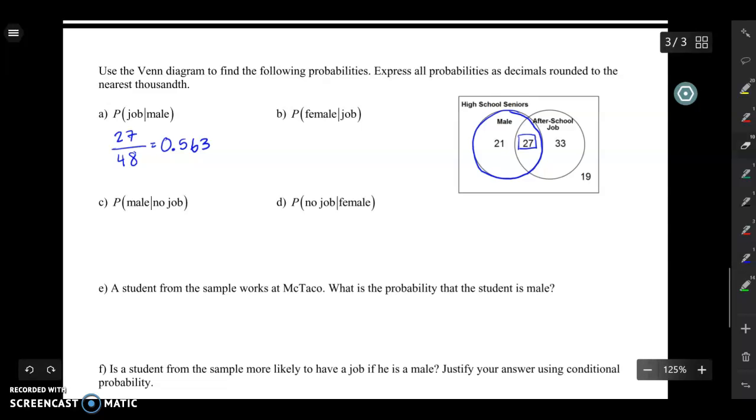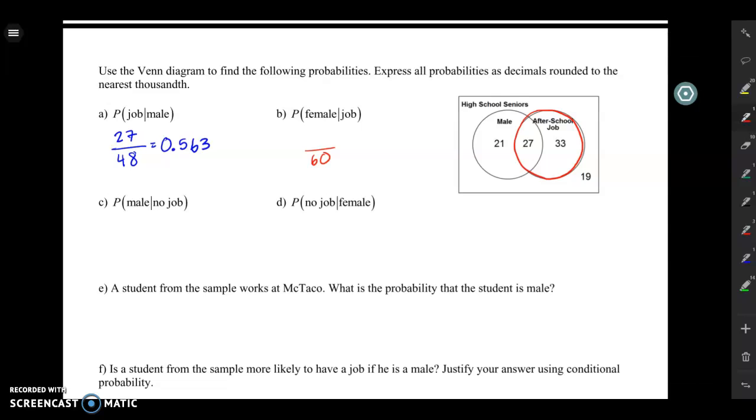So let's go ahead and look at another one. I'm going to erase this blue. Let's actually switch colors too so that we can use this to differentiate what we're notating on the Venn diagram. So what's the probability of being female given that you have a job? So first let's look at our total. So our total is going to be how many people have jobs. So I'm just going to look at the after-school jobs circle and look at how many total kids have an after-school job. 27 plus 33 is 60.